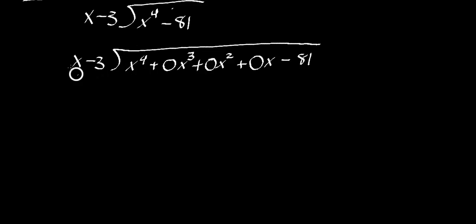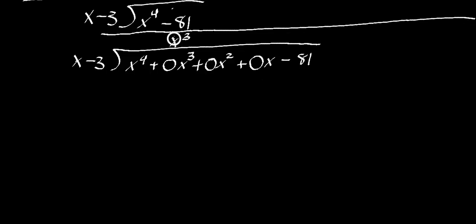Okay, so let's see. How many times does x go into x to the 4th? Well, x to the 3rd times. I'm just going to do that. Notice x to the 3rd times x is x to the 4th, correct? So that's how many times x goes into x to the 4th, x to the 3rd times. And look at this, I lined it up with the exponents of 3. Always try to do that.